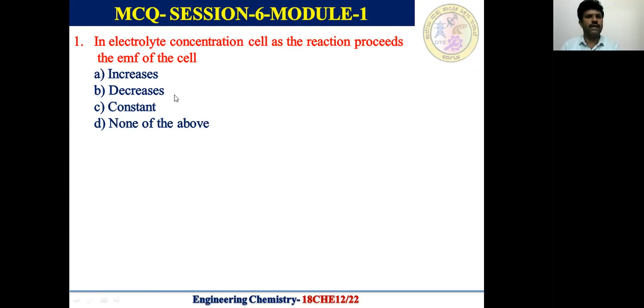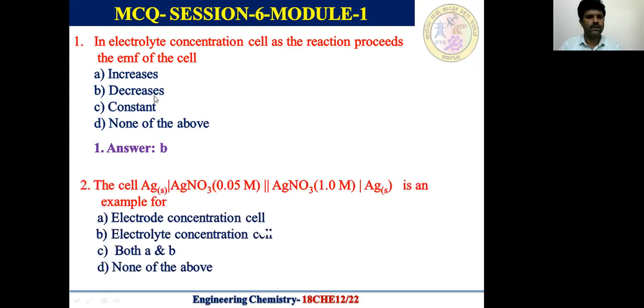Question number 1. In an electrolyte concentration cell, as the reaction proceeds, the EMF of the cell: option A, increases; option B, decreases; option C, constant; option D, none of the above. The right answer is option B, that is, as the concentration cell reaction proceeds, the EMF of the cell decreases.